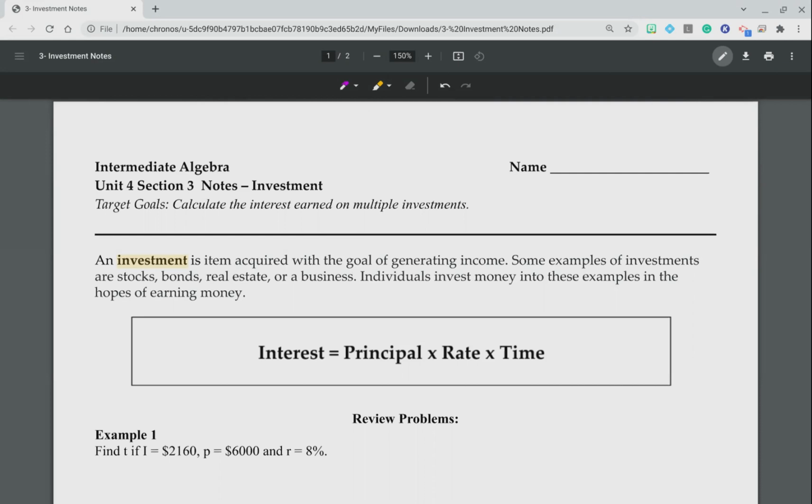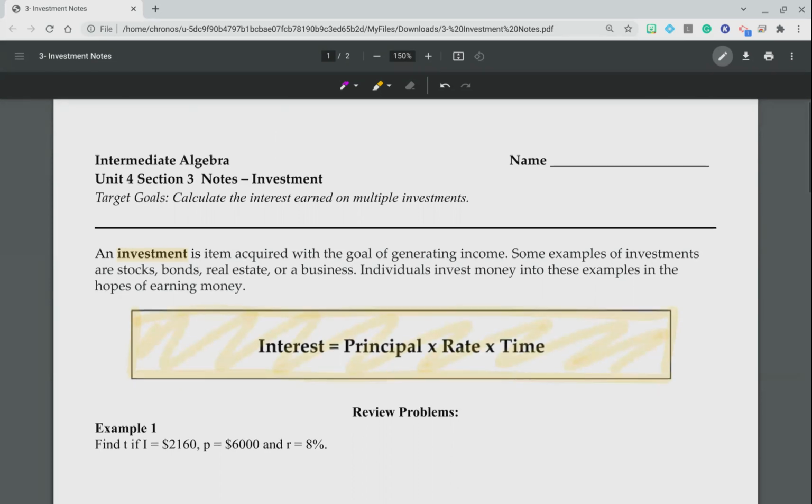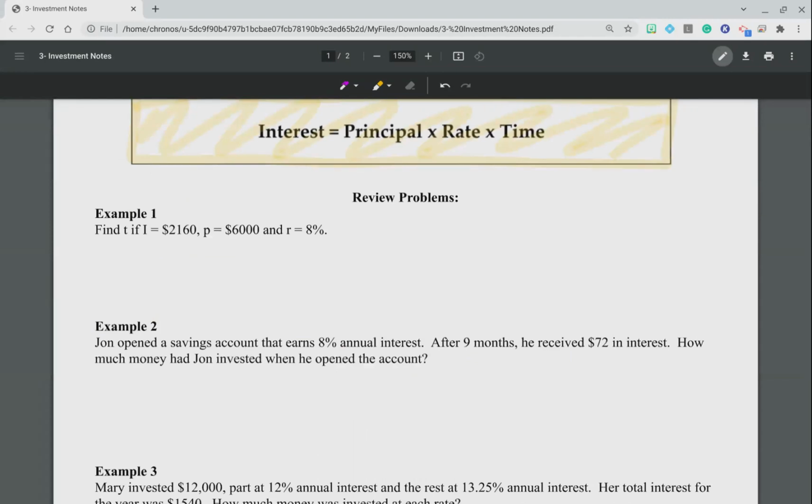So you may buy a building and rent it out, or it's just starting your own business. Those are all considered investments. So individuals invest money into these examples in the hopes of earning money. Okay, so we're still going to use our interest formula because that interest is ultimately the money that we are taking home with us.